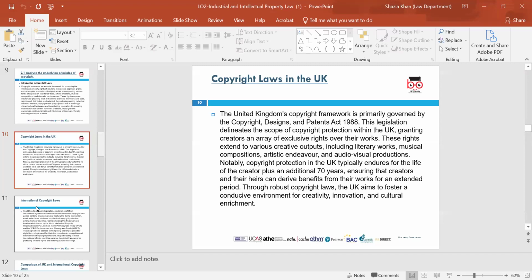In the UK, provided the work is original, copyright will arise automatically as soon as the work is created and fixed in material form without any need to register it. It's important to note that ideas are not protected by copyright. Only the expression of those ideas as fixed in a material form is protected.